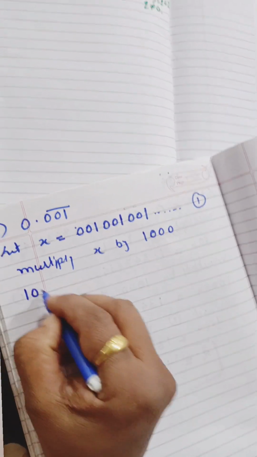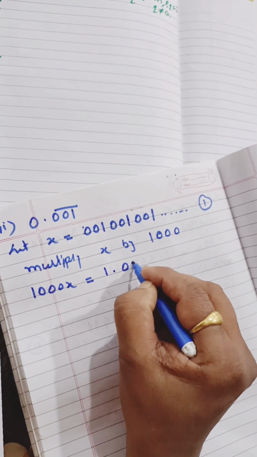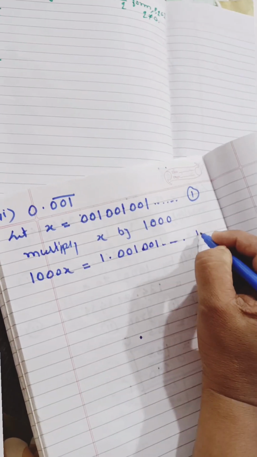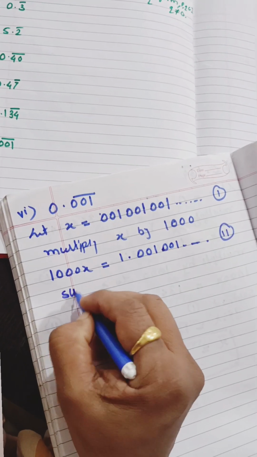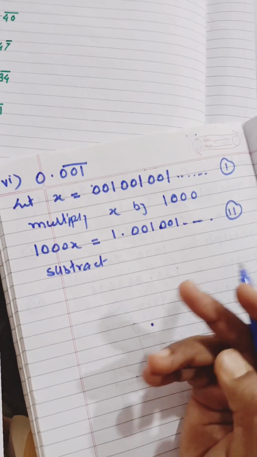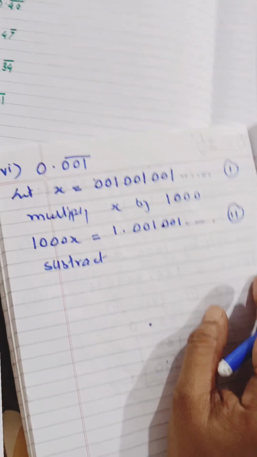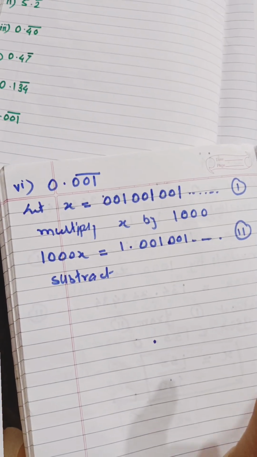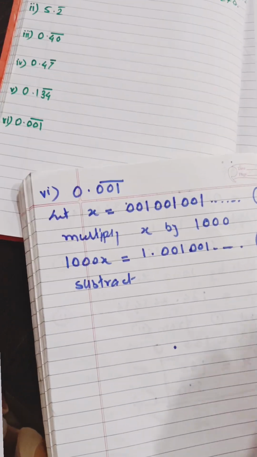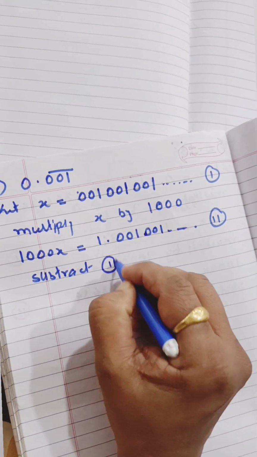Okay, so what will happen? 1000x equals 1.001001 and so on. Give it as 2. Subtract. If we do this repeatedly, again and again, then you will get the method easily and you can do it very fast also. In a descriptive type examination, you have to do this in detail. And for MCQs, I will tell you the fastest method also here. Okay? So what will happen here? Subtract 1 from 2.